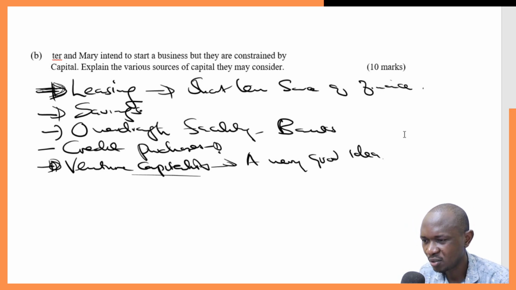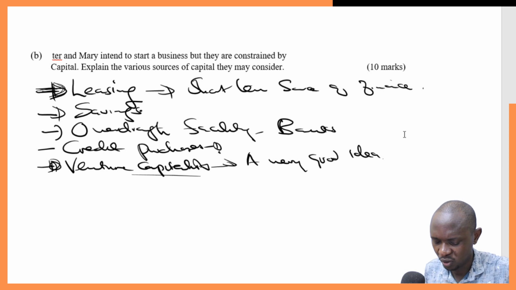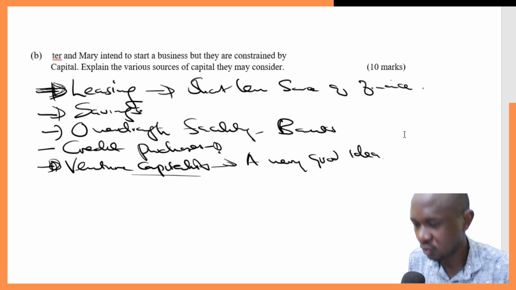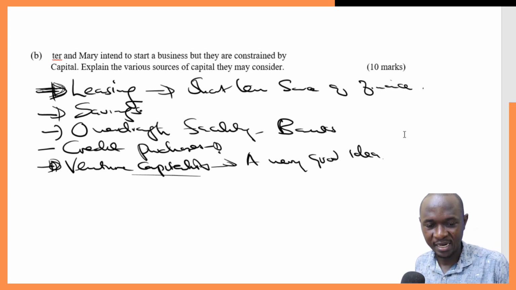So venture capitalists, these are people who have the capital, but they may not have the idea. So if you have a very good idea, you can sell the idea to them, and then of course they will come in and support you to the extent of the requirements of the business, and after which of course you will settle down according to how you will have agreed.